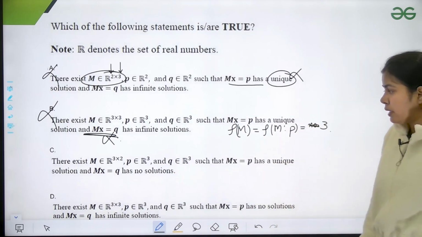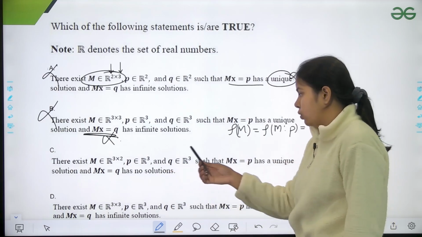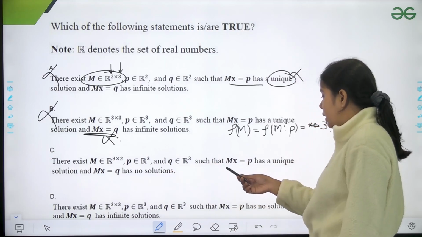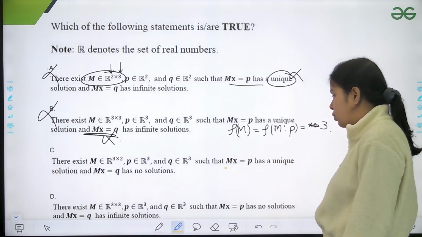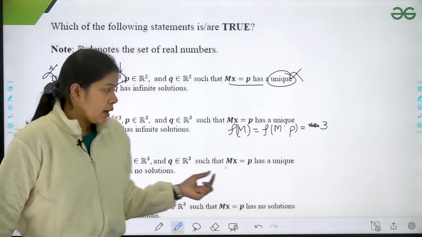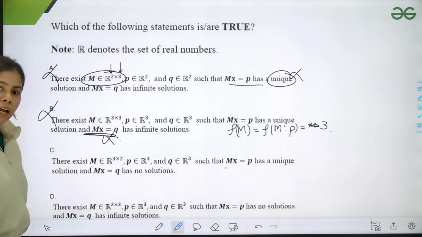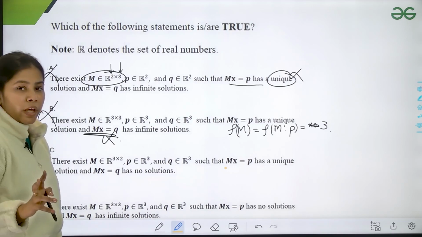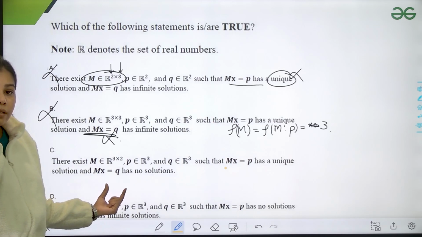Now for option C, it says that M belongs to 3 cross 2 matrix, right? P belongs to R cube, Q belongs to R cube. They are saying that Mx equals P has a unique solution and Mx equals Q has no solution, right? Now let's see one thing here. Three equations, two variables. So Mx equals P can have a unique solution. When would it have a unique solution? When rank equals 2, and Mx equals Q has no solution.